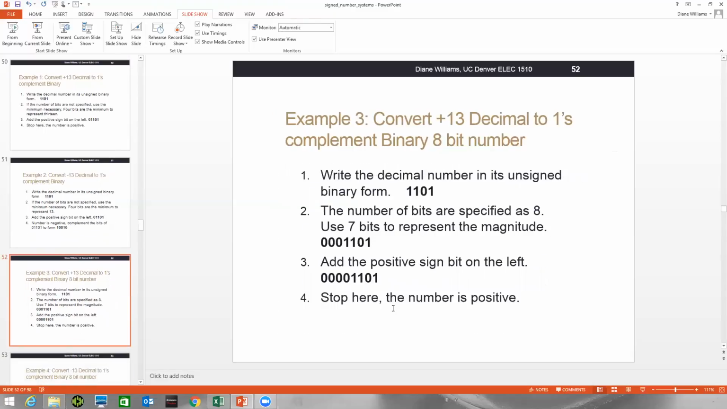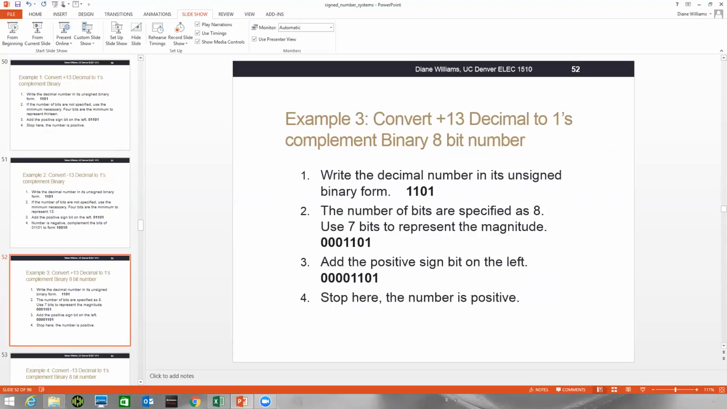Now, let's see how to do it where the number of bits is specified. So we're going to convert positive 13 to a ones complement binary 8-bit number. So it's an 8-bit binary number. So we're going to write the number in its unsigned binary form. The number of bits is specified as 8.